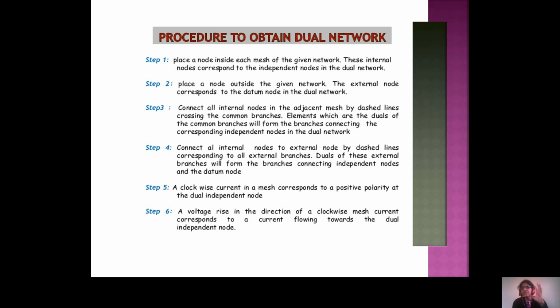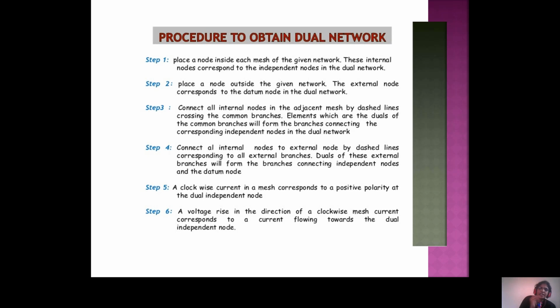That means if any resistor is shared by the first mesh and the second mesh, that resistor's dual will be connected between the first node and the second node. If the resistor is connected to the first mesh only, then from that node it will be connected to the reference node, that is the datum node. A clockwise current in a mesh corresponds to a positive polarity at the dual independent node. A voltage rise in the direction of a clockwise mesh current corresponds to a current flowing towards the dual node.